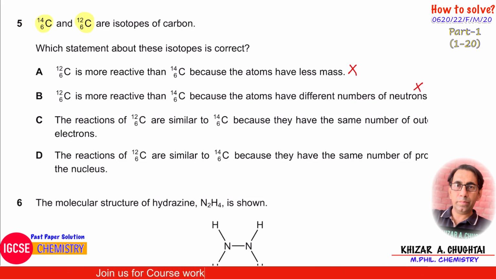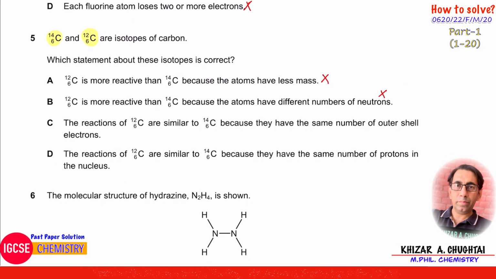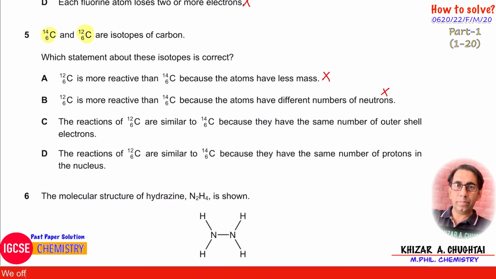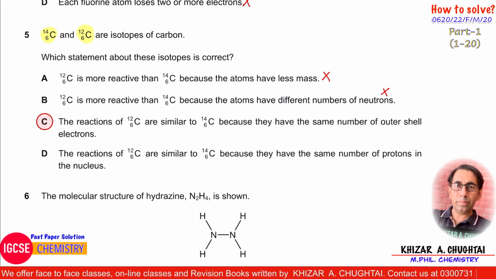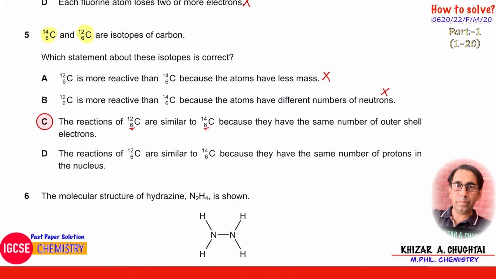The reactions of carbon-12 are similar to carbon-14 because they have the same outer shell electrons. Yes, it is true. As they have the same number of electrons, six electrons in both cases, they have the same chemical reactivity because of the outer shell electrons.